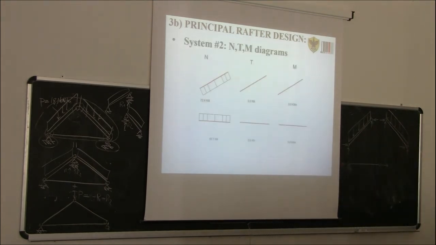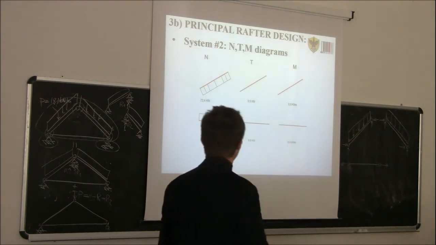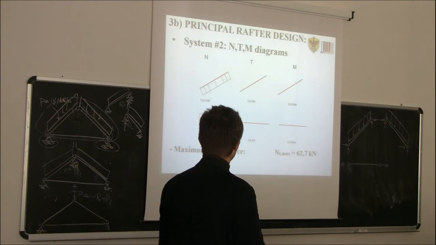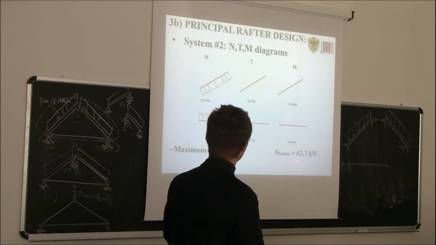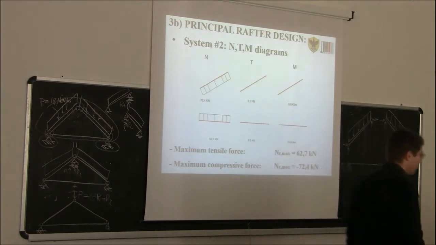Also here we can draw the diagrams. So axial force diagram, 72.4 compression in the rafter, and 62.7 of tension in the tie, and of course nothing in terms of bending moment and shear force, because this is a truss system. So we are expecting only axial forces, nothing else. Maximum tensile force will be 62.7, maximum compressive force will be minus 72.4. Okay?